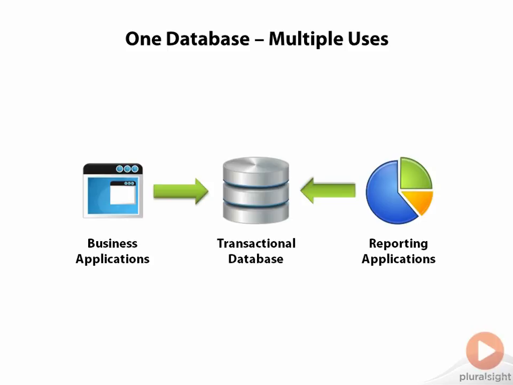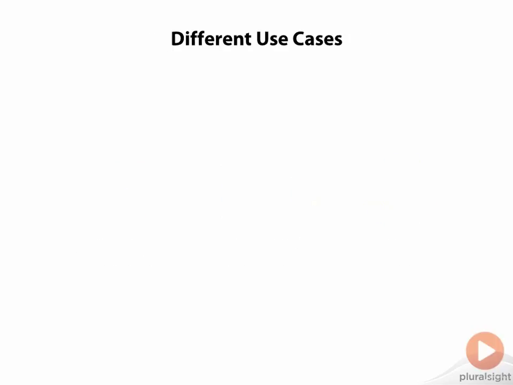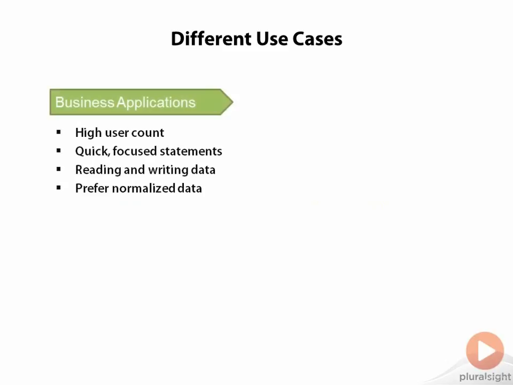The problem we run into is performance. And the root cause of this problem is that we really have two different use cases that we're trying to fulfill in the same database. For our business applications, we want statements that execute very quickly and against a small amount of data. These are users on our website placing orders, or our customer service reps helping our customers. So quick, focused SQL is the rule. In addition, typically when we design these databases, we're trying to normalize our data because we're focused on maintaining the data integrity of the system.